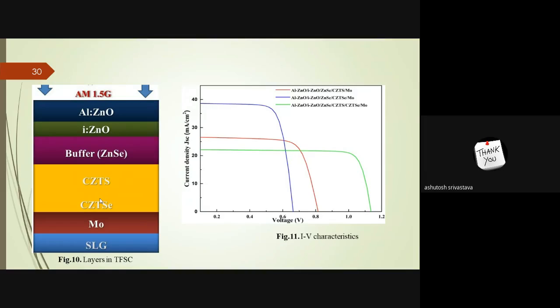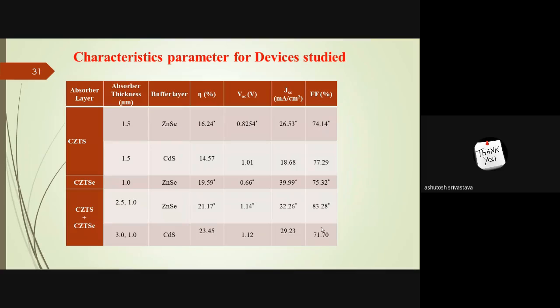Then energy harvesting using this device, using the simulation only. For this, we have used AM1.5G, air mass 1.5G, the solar radiation for normal terrestrial applications. This blue one is the IV characteristic for the stacking of CZTS and CZTSe, and we can see that it has shown better efficiency and better IV characteristic, which we can show in the table here. This stacking has shown a very good efficiency; the asterisk mark is my work here.